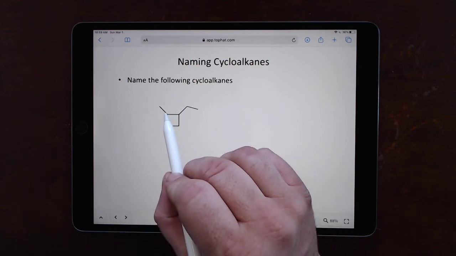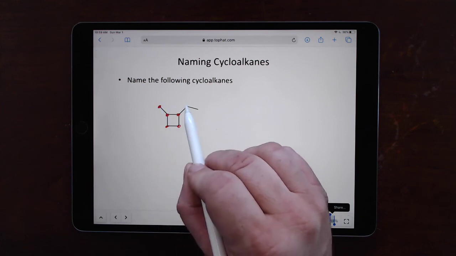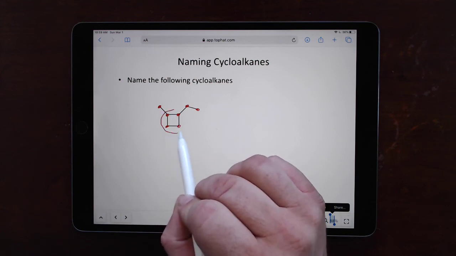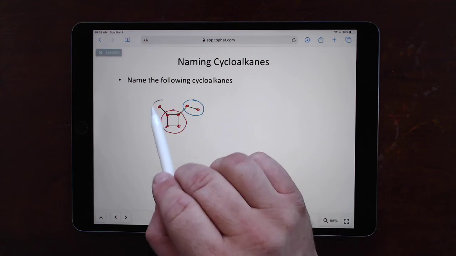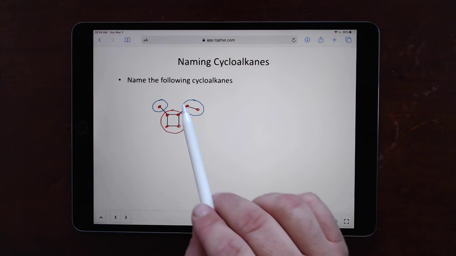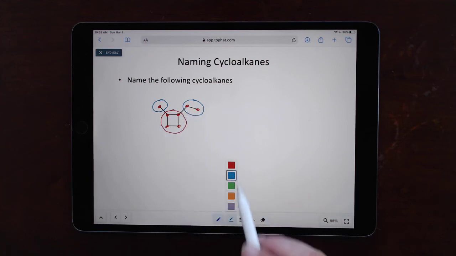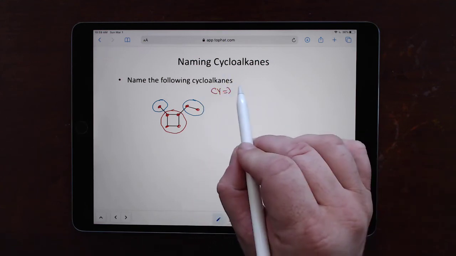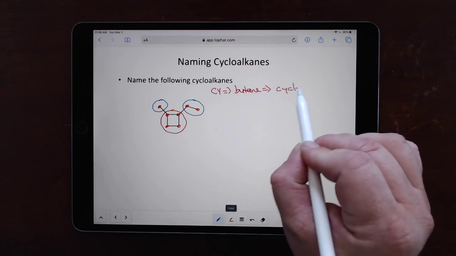Okay, so for this one here, we're going to put in our dots for our carbons. Our ring is going to be right here, and our linear chains are going to be here and here. So the ring is 4 carbons around, and our longest linear chain is 2 carbons long, so that means the ring wins. So for this one, C4 would normally be butane, but since it's a ring, it becomes cyclobutane.